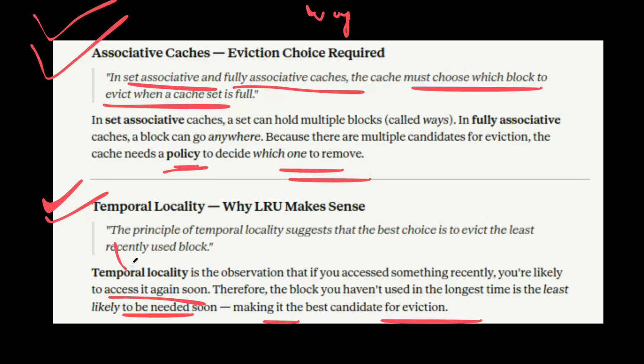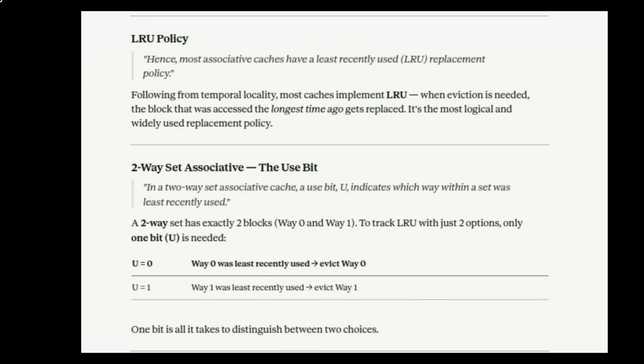Temporal locality says that the most recently used block has a chance of being used again. So according to the principle of temporal locality, we will use LRU replacement, that is, least recently used block. We will remove, which is evict, the block which is least recently used. And that idea is coming from which principle? The principle of temporal locality. So in LRU policy, we remove that which is least recently used.